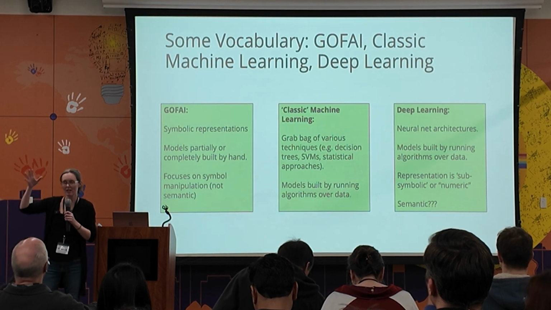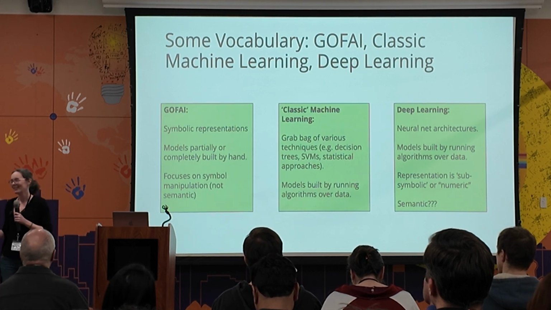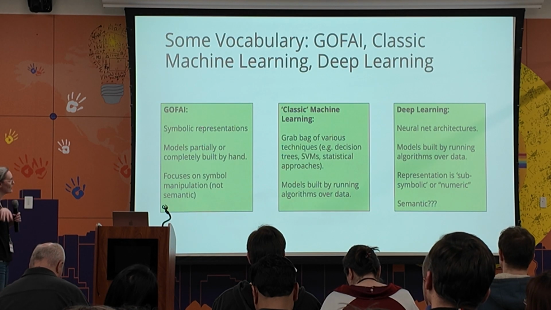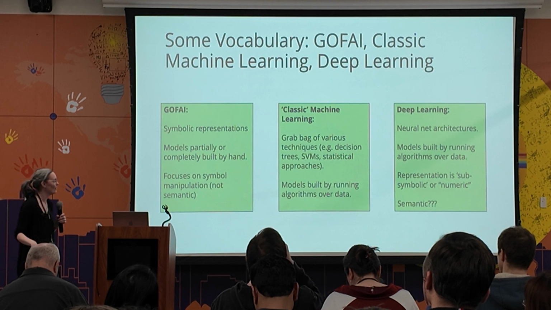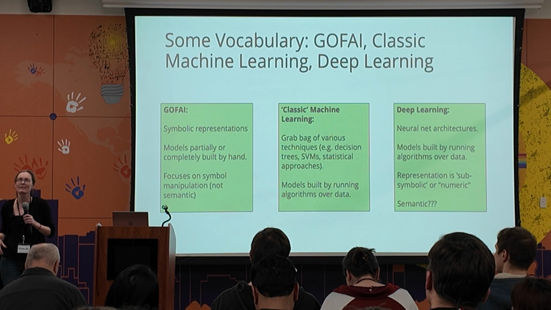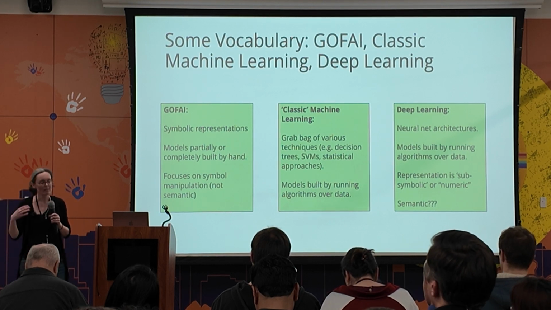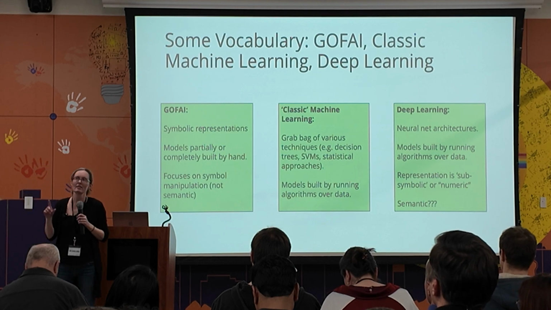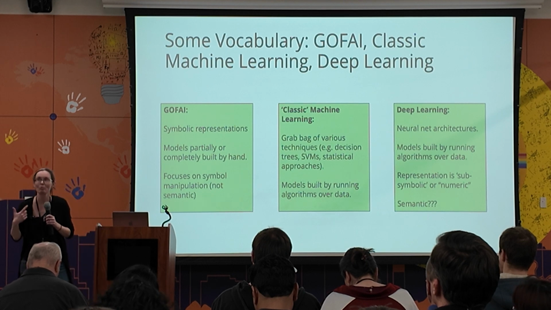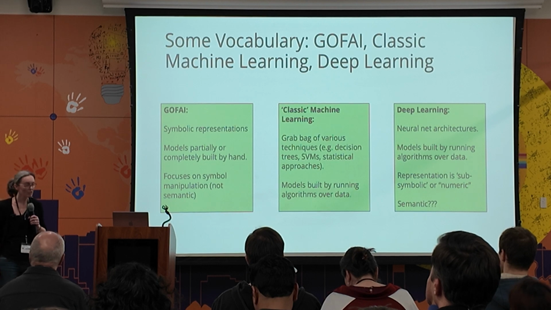Classic machine learning is kind of this bridge. I'm calling it classic machine learning now, even though it used to just be called machine learning. But classic machine learning is a bridge. So what do we see? We see this grab bag of techniques that are kind of not too related to each other, but maybe in some sense. Decision trees, support vector machines, statistical approaches. But one of the things that tends to unite them is that we no longer have to construct the models themselves by hand. We're running algorithms over data to construct the models that we're going to use.